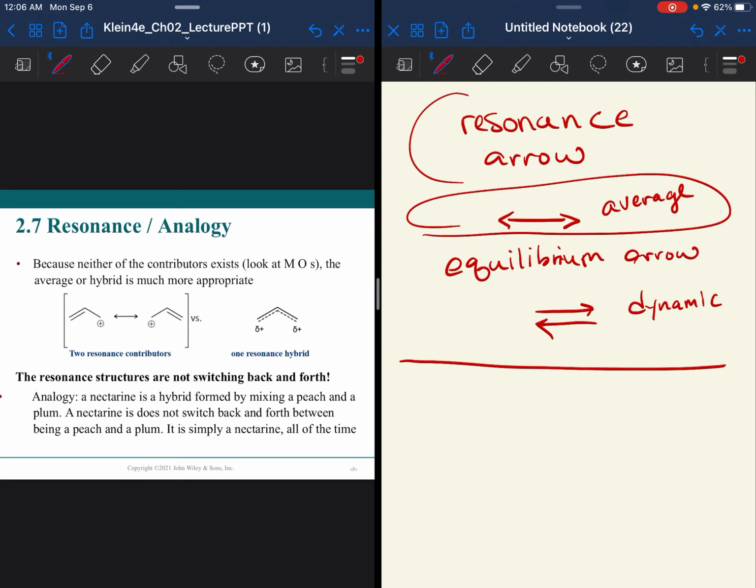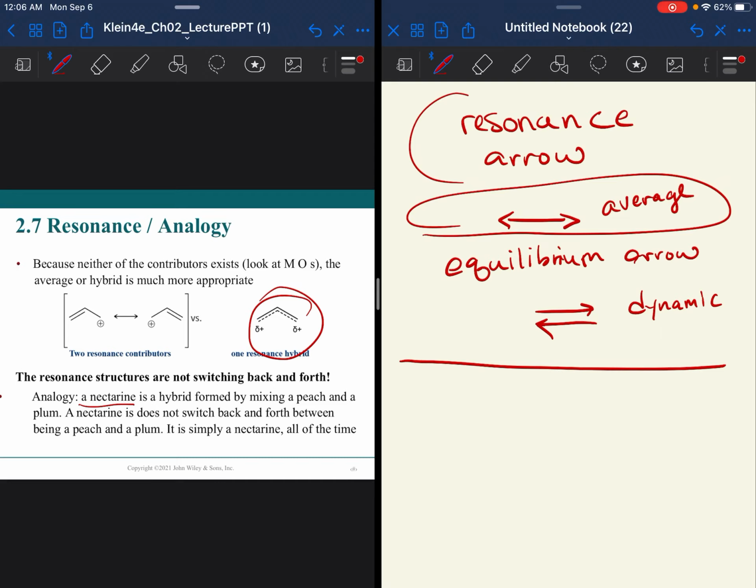Let's see, what analogy did this book use? Instead of the mule and the horse and donkey, you can also, if you would prefer, think of this in terms of fruit. A nectarine is formed when you, I don't know how plant breeding works, but when you mix together a peach and a plum, you get a nectarine. And so the nectarine is always a mixture of the two. It's always a hybrid of the two. It's not ever a peach or a plum. It's always something in the middle.